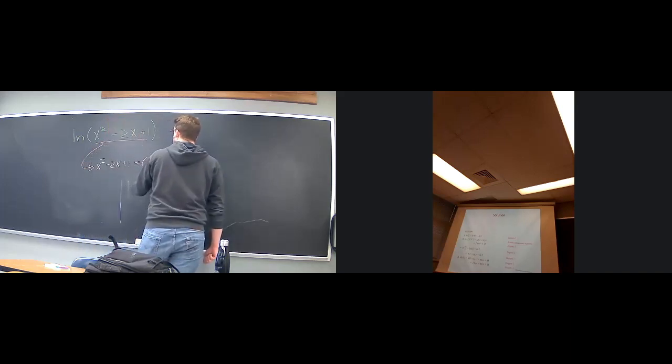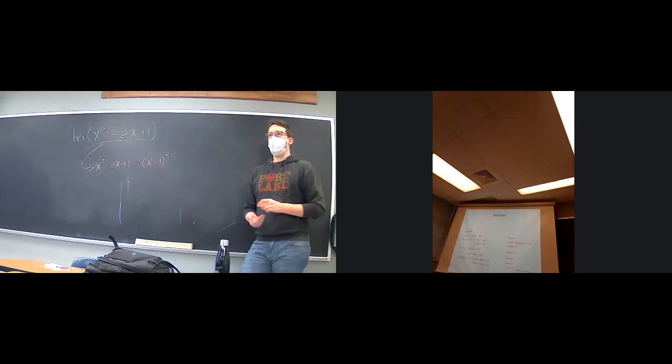Almost there. So what we've got to do, the first thing we have to see, is that x squared minus 2x plus 1 is equal to x minus 1 squared. And then we can do the rest of this. We can get 2 ln x minus 1.